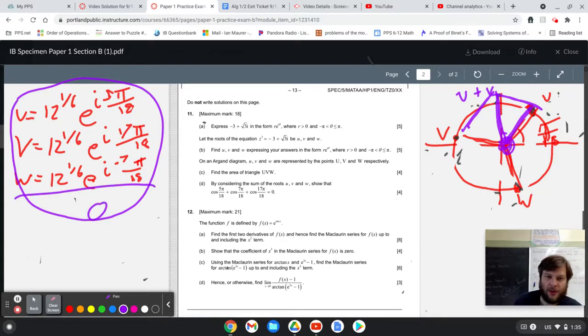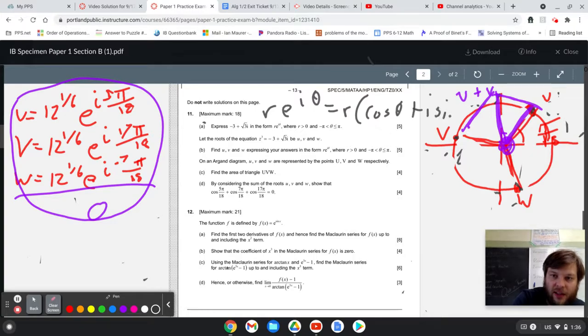Now the question actually asks us about cosine, which is a little bit tricky, and you need to think back to the idea that I discussed a minute ago that r e to the i theta is actually r times cosine theta plus i sine theta. So what we know is that all of this adds up to equal 0. And the only way that it'll all equal 0 is if the cosine value is equal to 0. The cosine values add together to equal 0, and so do the sine values.